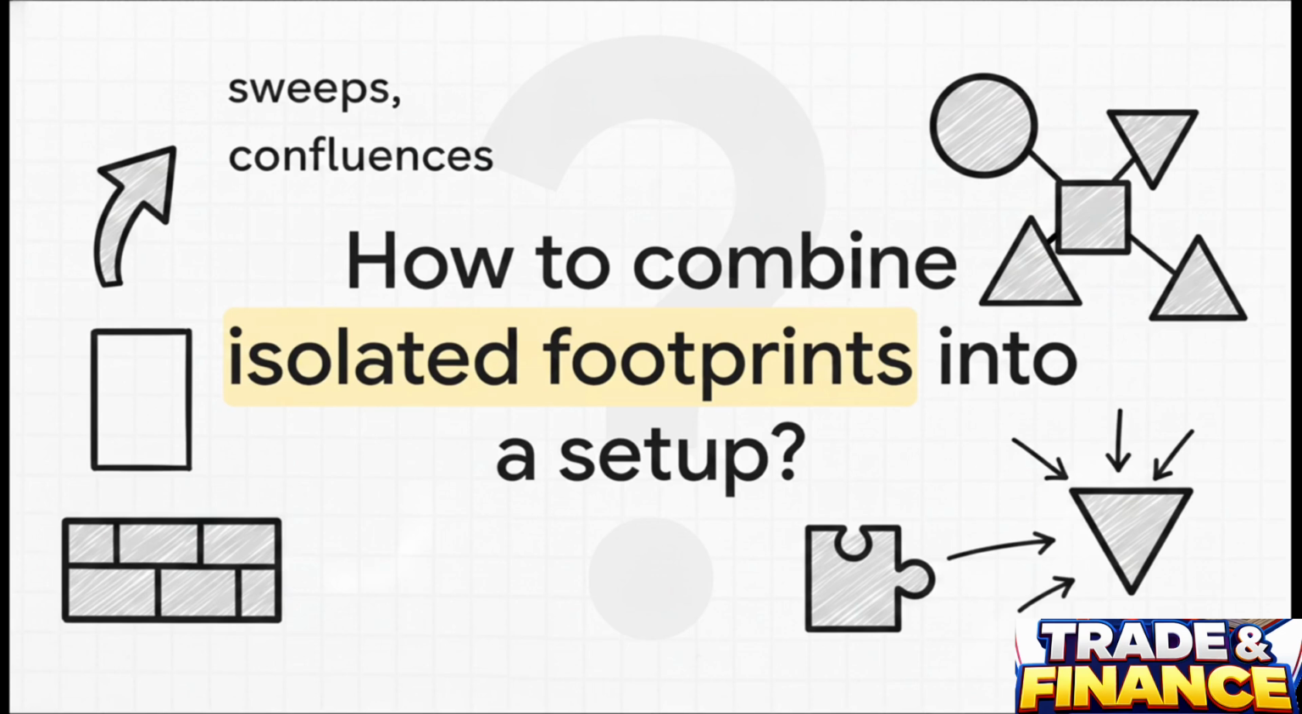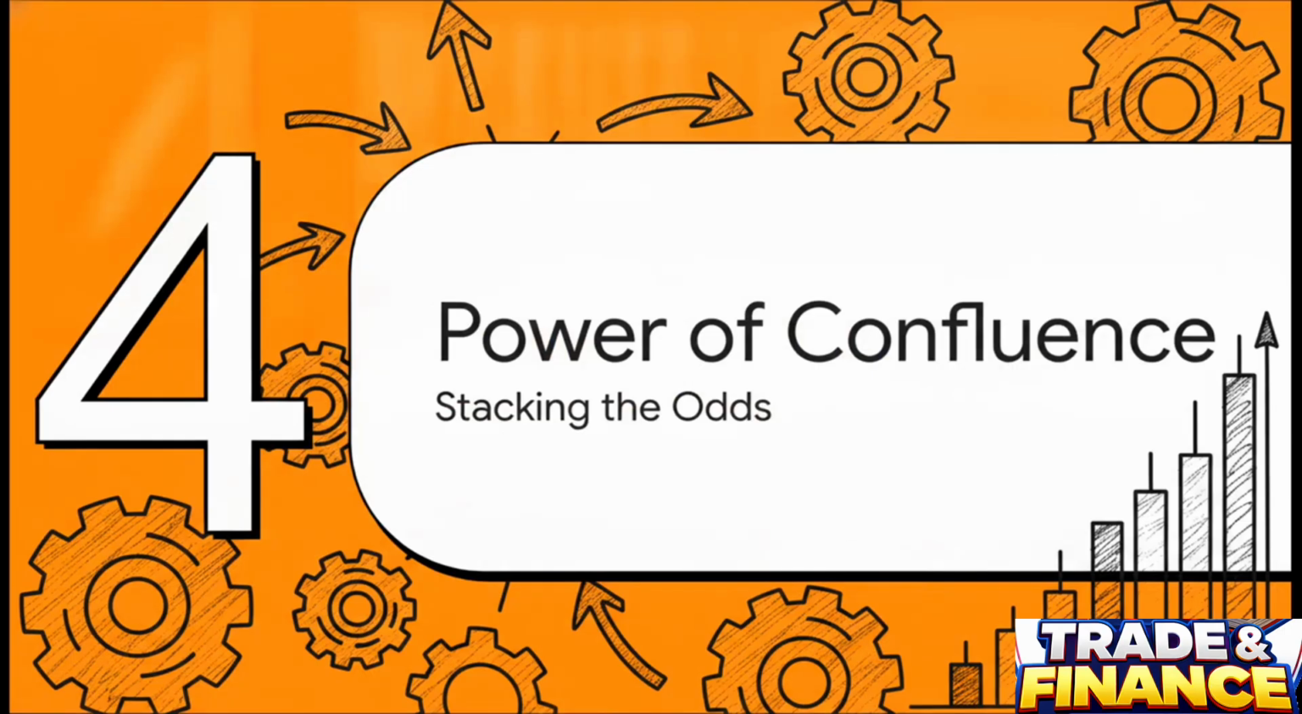Sweeps, gaps, order blocks, breaks of structure. But if you trade these in isolation, it's a fantastic way to basically donate your account balance to a hedge fund. The real question is, how do we stack these specific chart mechanisms to mathematically shift the odds in our favor? We have to trade institutional confluences. And that takes us right into part 4, the power of Confluence.